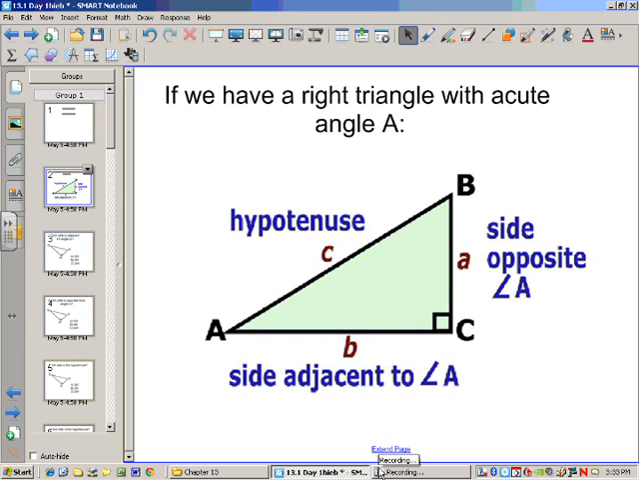Now the first thing we have to look at is the definition of hypotenuse, opposite, and adjacent. If we have a right triangle, like this right triangle here, if we have angle A, the side opposite is the side directly across from that angle. Hypotenuse is always across from our 90-degree angle, and it's always the longest side. And the side adjacent is the side that's touching angle A, but it's not the hypotenuse. So adjacent, hypotenuse, and opposite.